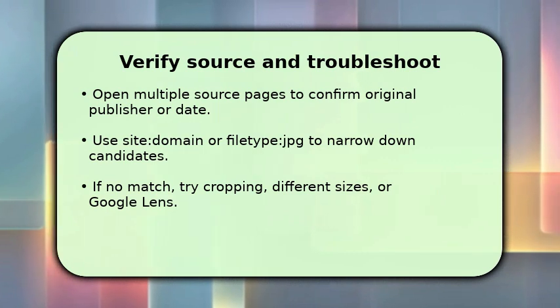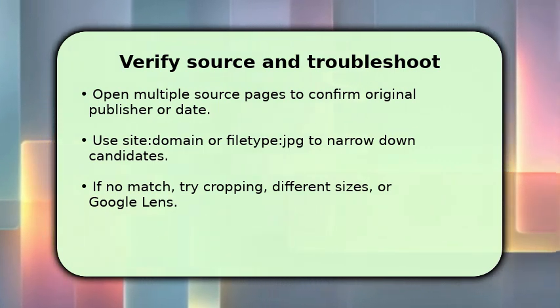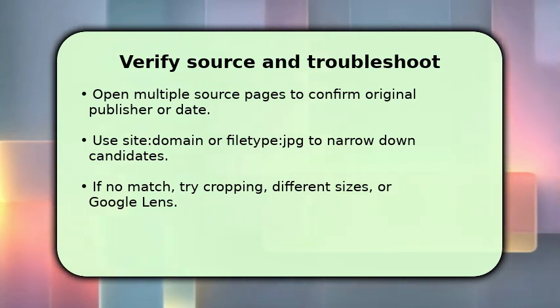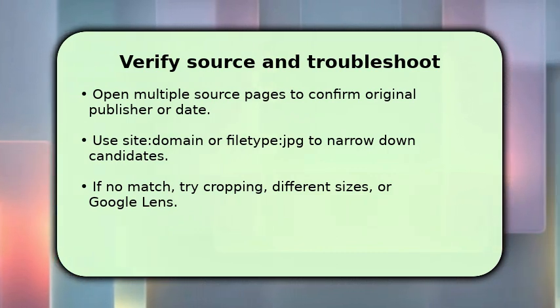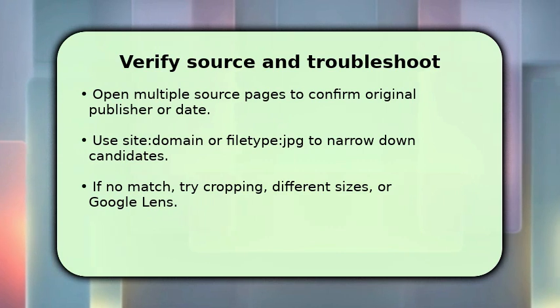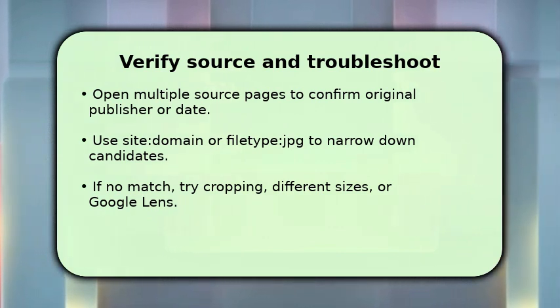If searches fail, crop out borders or watermarks, reduce size, or switch to Google Lens for on-device analysis. If nothing appears, the image may be new, edited, or private. Try contacting the uploader.